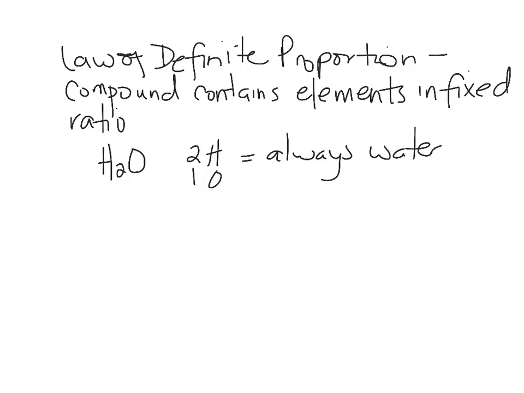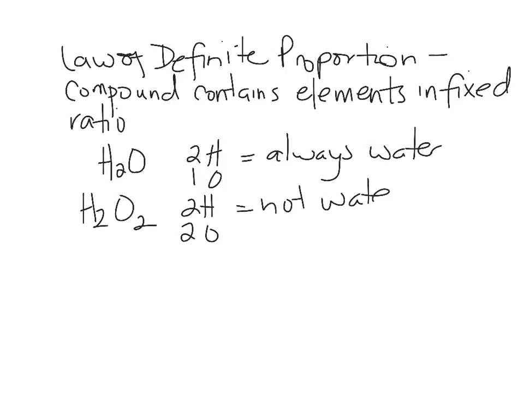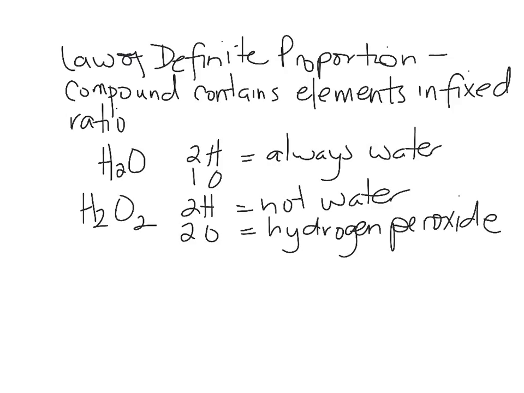If you change the number of atoms, you change the name of the compound and you change the identity. H2O2 has two H's, two O's, so it's not water. It's not water because there's one too many oxygens. This is hydrogen peroxide. There's one hydrogen per oxygen.